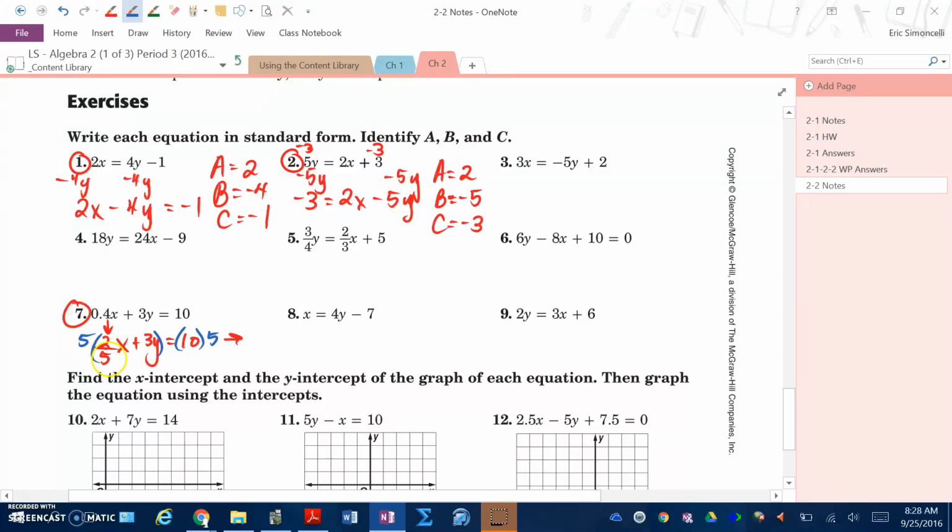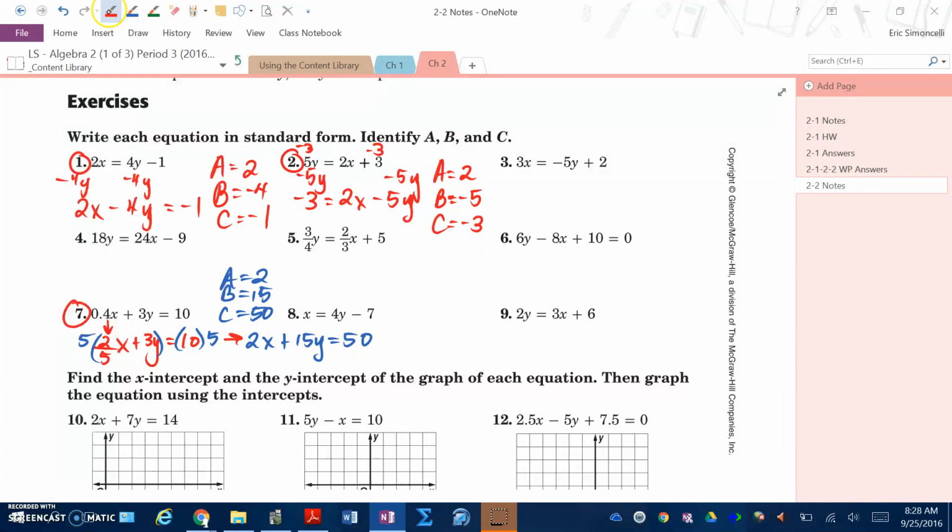So when we multiply 5 times 2/5, that becomes just 2. When we multiply 5 times 3, we get 15. And 5 times 10, 50. Taking a look at 2, 15, and 50, we can't divide by a common factor. And it works out perfectly in that we've got our final answer as my standard form. My A is 2, my B is 15, and my C is 50.